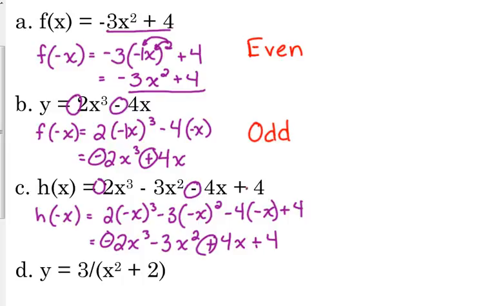Okay, so it's not exactly the same function, and it's not exactly the opposite function either. Half of it is, but half of it's not. So this is neither.